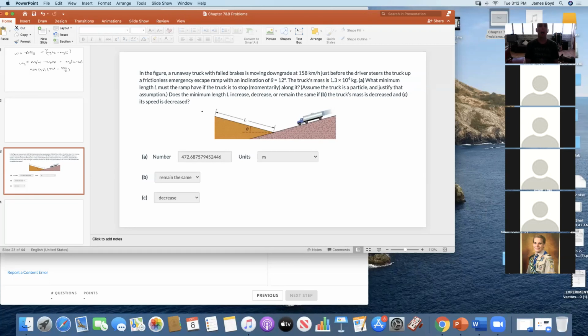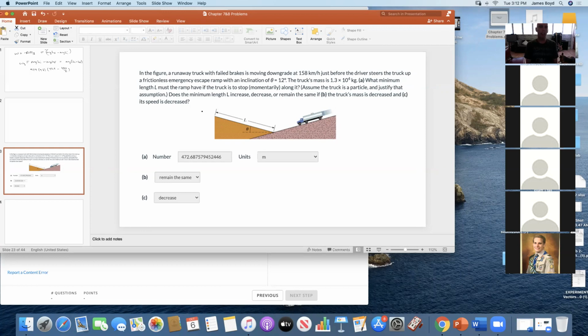Now, we're going to assume that this truck is a particle. We don't need to justify it. We could, because essentially its center of mass is the only thing that matters. That's where gravity is being applied, at its center of mass. So we assume it's a particle at the center of mass of the truck. That's the justification. I don't know why they're asking you to do that here. We do that later. But the length to stop.